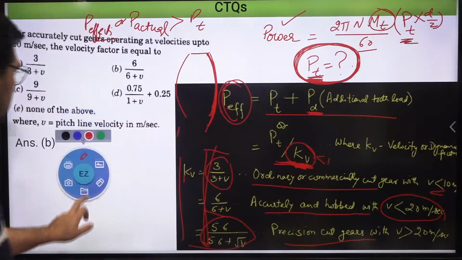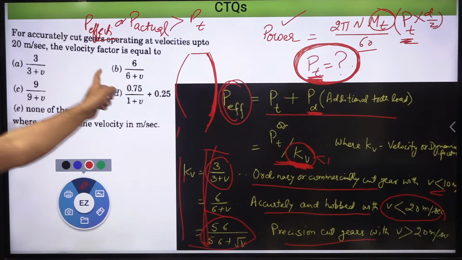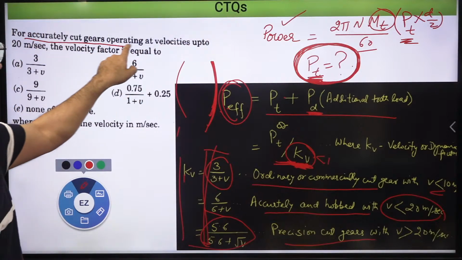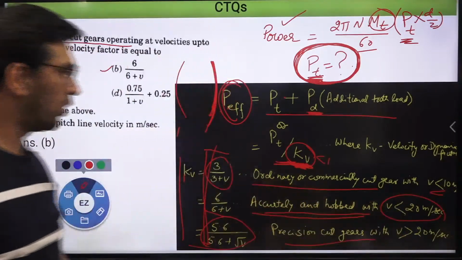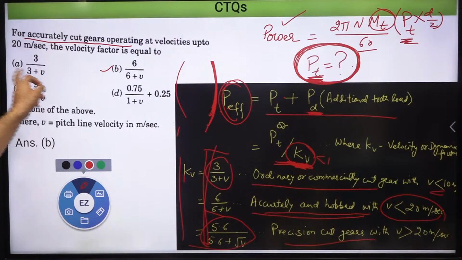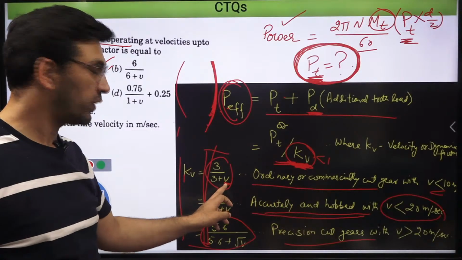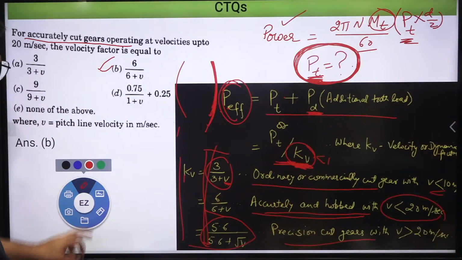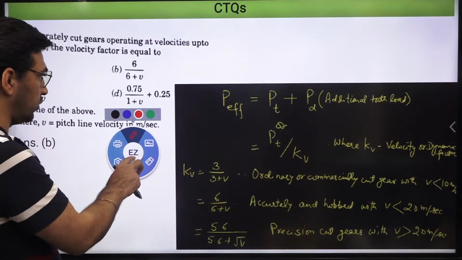Okay, so now let me first come over here. Based upon this formula, you can directly go to this. He has given you, very accurately over here, accurately cut gears, hobbed, velocity less than 20. You have this particular formula to calculate this. And obviously keep in mind that this value of V is in meters per second. Clear?